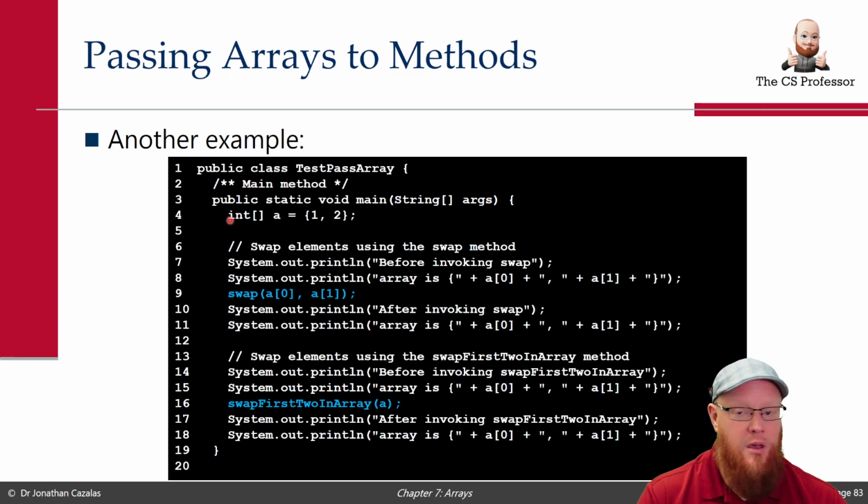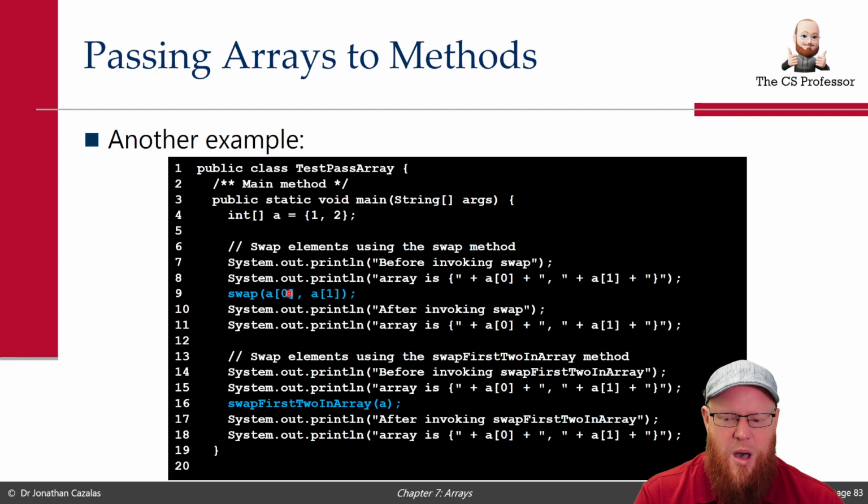So here's main. In main, we have a simple integer array of size 2. How many bytes? 8 bytes, 4 times 2. And we have some print statements. Before invoking swap, the array is A0, A1, right? It's just going to be 1, 2 is what's inside the array.